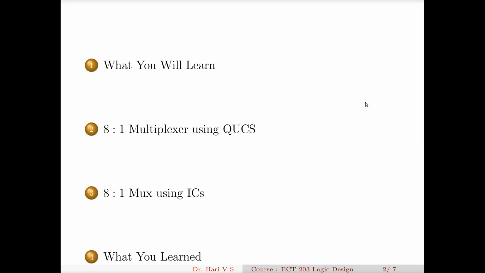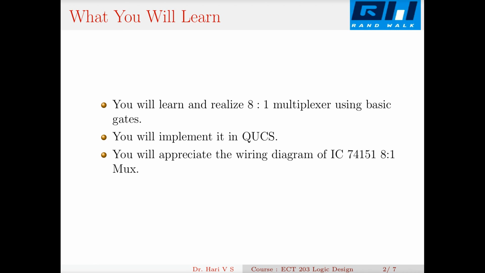The session is organized into learning outcomes, then the 8:1 multiplexer and its implementation using QUCS, then the 8:1 mux using ICs, that is the 74151 IC, and a summary of your learning outcomes. In this video you will learn to realize an 8:1 multiplexer using basic gates and implement it in QUCS. Then you will appreciate the wiring diagram of IC 74151, which is an 8:1 mux.